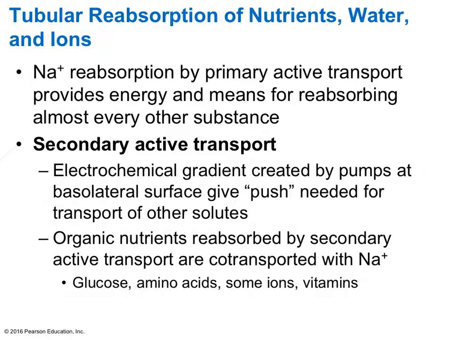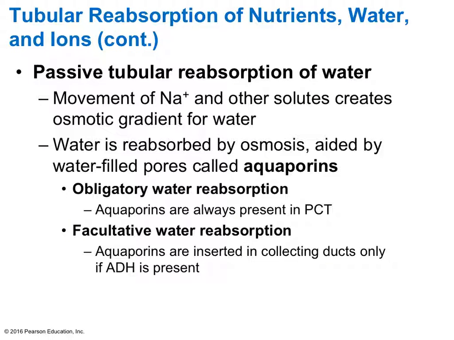So there would be a carrier protein on the apical membrane side that's moving sodium down its concentration gradient. At the same time, it co-transports the other substances, the glucose, the amino acids, etc. The active movement of sodium out of the filtrate is going to create a gradient for water to follow via osmosis.